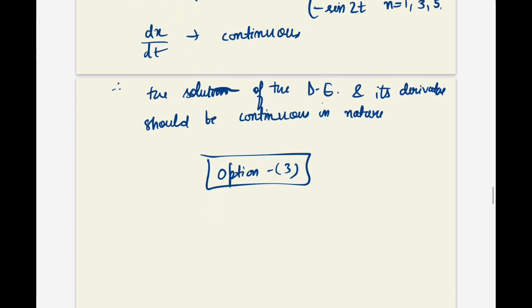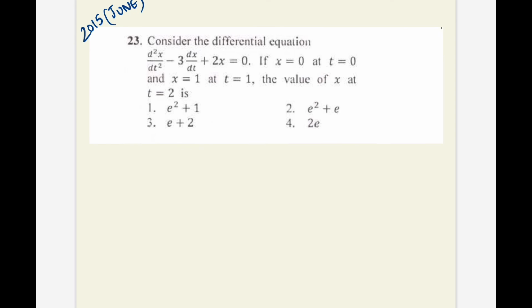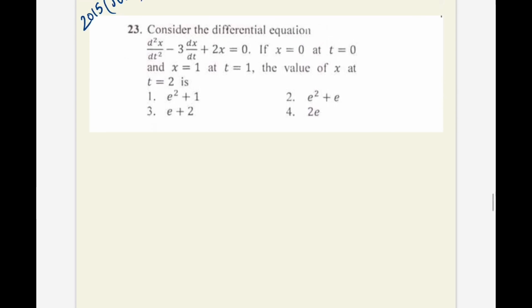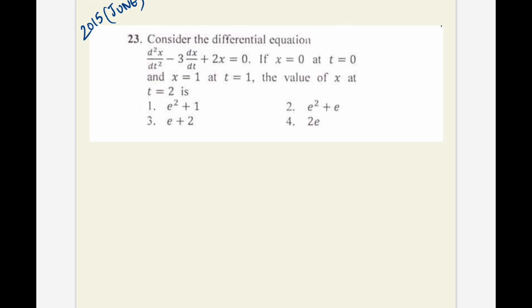Now the last question is from 2015 June. Consider the differential equation d2x by dt square minus 3 dx by dt plus 2x equals 0. Boundary conditions are given as x equals 0 at t equals 0 and x equals 1 at t equals 1. The value of x at t equals 2 is? Now we solve this by writing the equation as D square minus 3D plus 2, x equals 0. The auxiliary equation reads as m square minus 3m plus 2 equals 0.